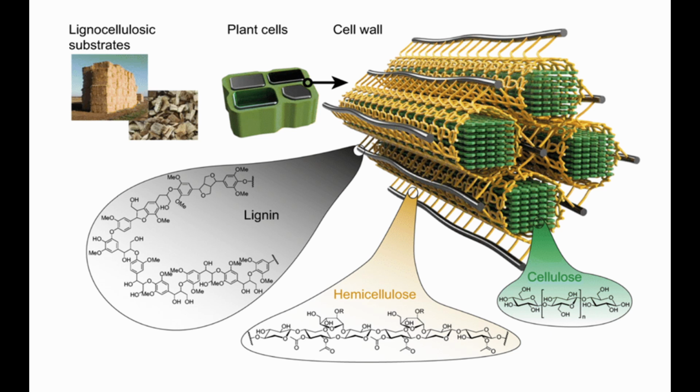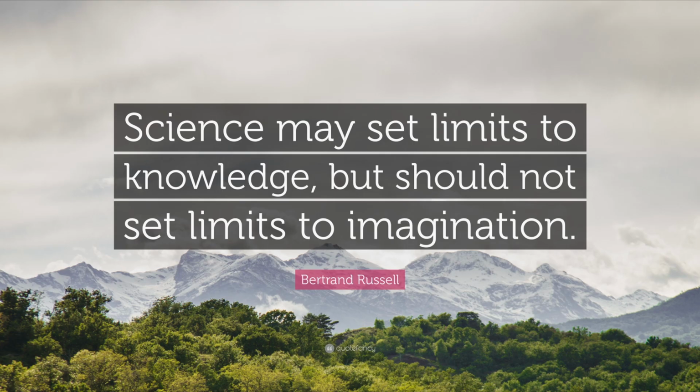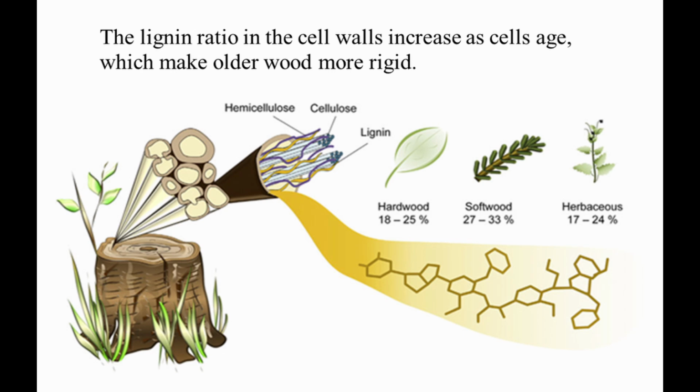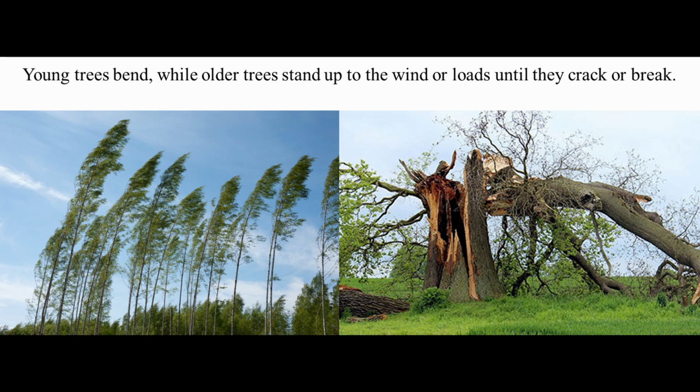Despite a century of research, the polymerization process of lignin is not fully understood. This is a limit of scientific knowledge. The lignin ratio in the cell walls increases as cells age, which makes older wood more rigid. Young trees bend, while older trees stand up to the wind or loads until they crack or break.